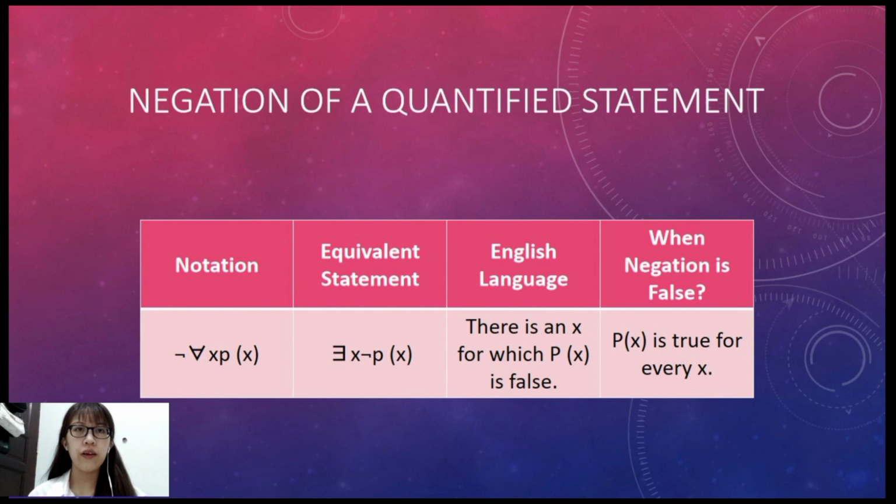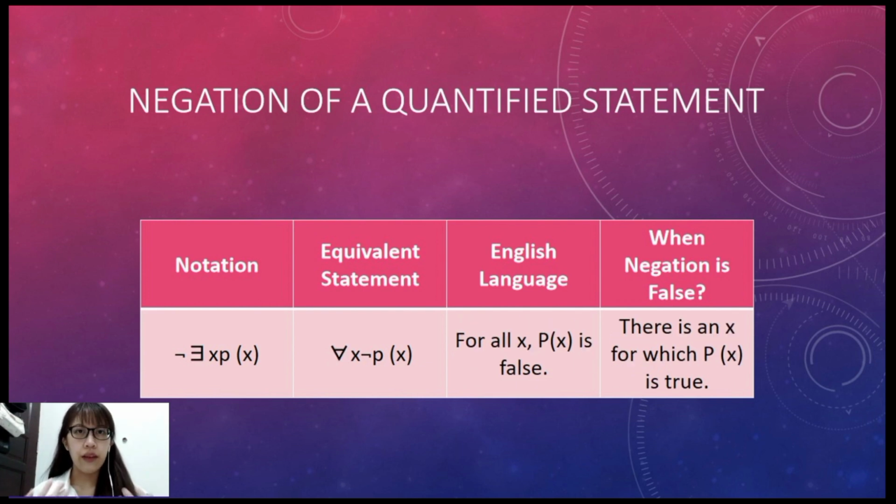Negation of a quantified statement. This notation translated into English is understood as there is an s for which P of s is false. When the negation is false, it is understood as P of s is true for every s. Next, this notation translated into English is understood as for all s, P of s is true. When the negation is false, it is understood as there is an s for which P of s is true. Let's see an example.